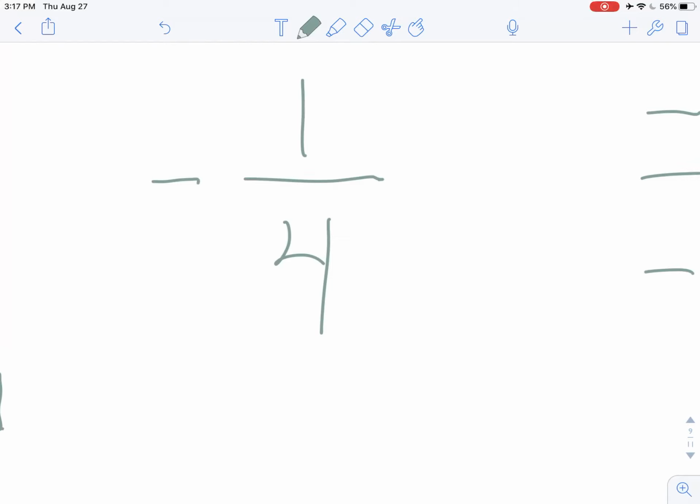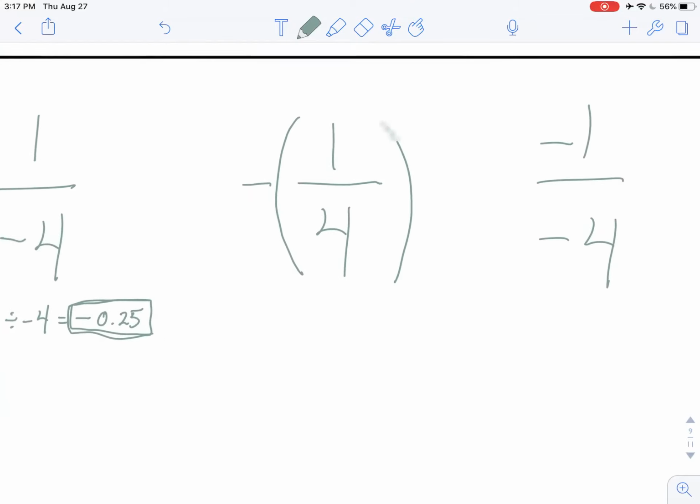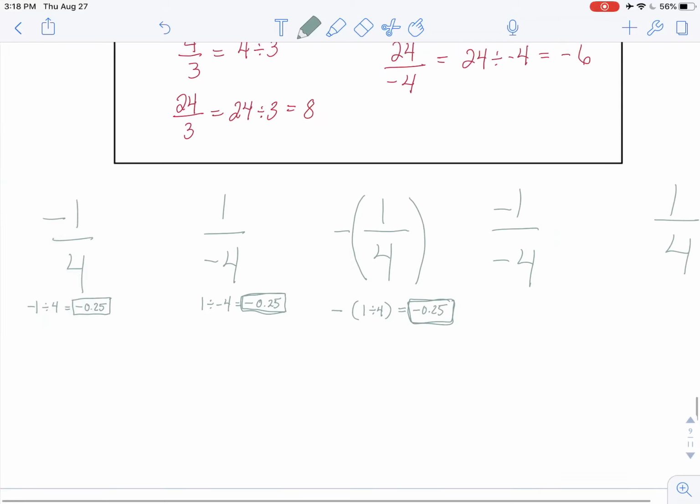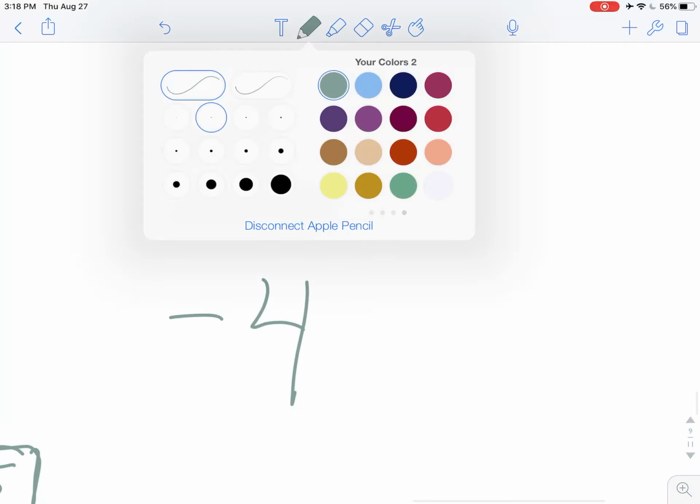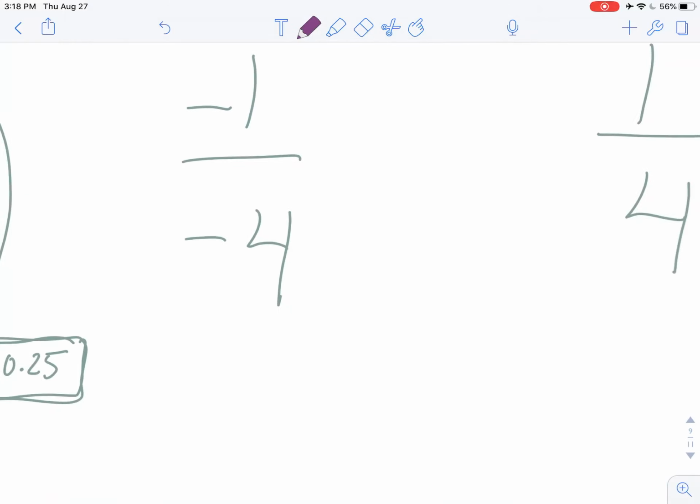When it's outside of the fraction completely, this means the whole fraction is negative. So what this means is it's like a negative and then 1 divided by 4. Order of operations says to do what's in the parentheses first, which is 1 divided by 4, which is 0.25. And then you have the negative. So it's negative 0.25. Ladies and gentlemen, I want you to notice that you have 3 fractions that are the same.